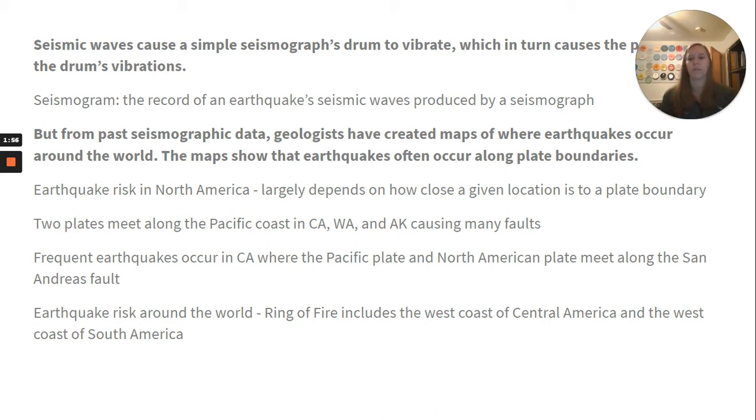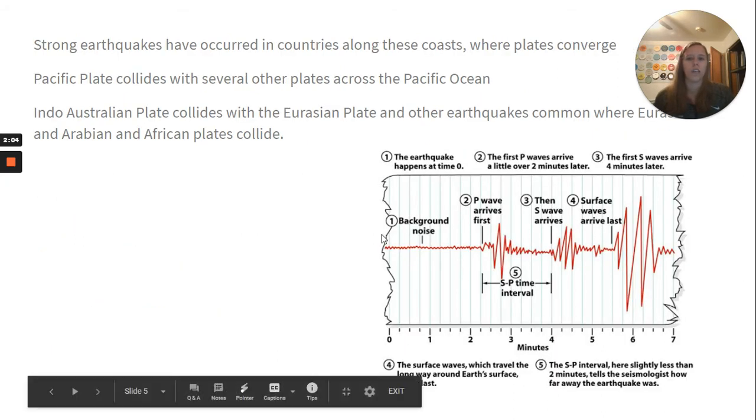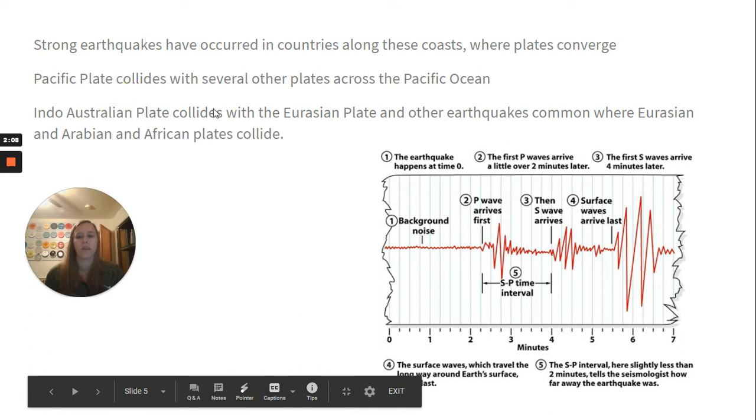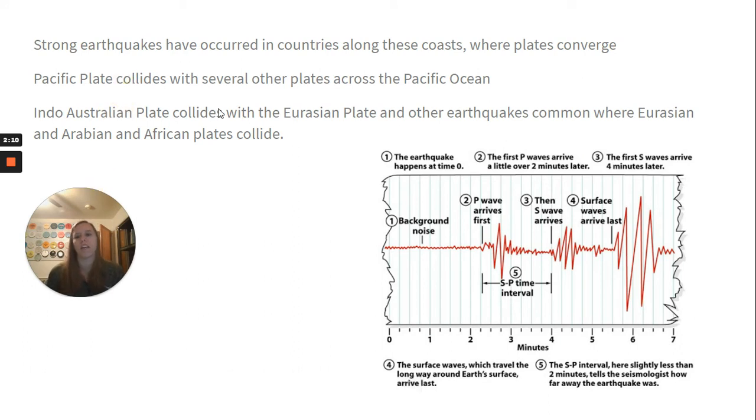So earthquake risk around the world. So there's the Ring of Fire, which includes the west coast of Central America and the west coast of South America. So strong earthquakes have occurred in countries along those coasts where plates converge. The Pacific plate collides with several other plates across the Pacific Ocean. So the Indo-Australian plate collides with the Eurasian plate, and other earthquakes are common where Eurasian and the Arabian and African plates collide.